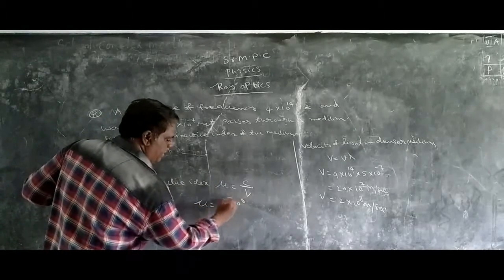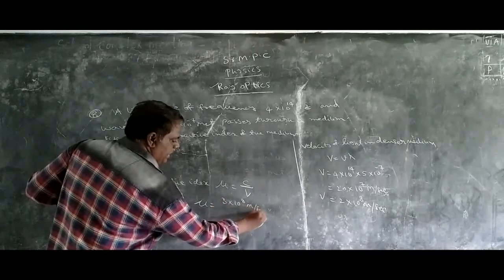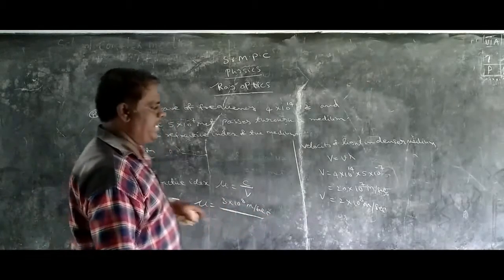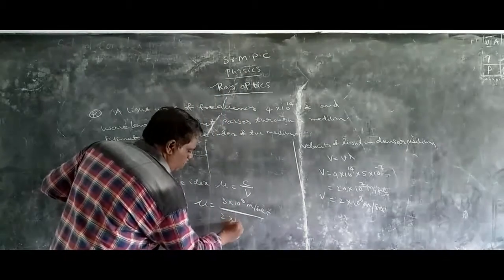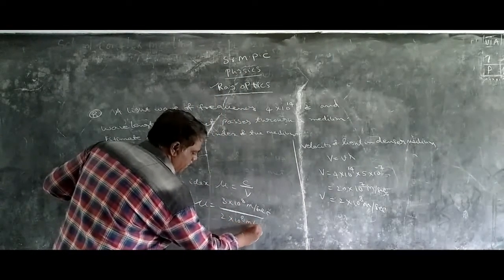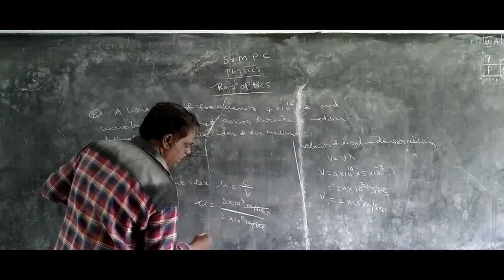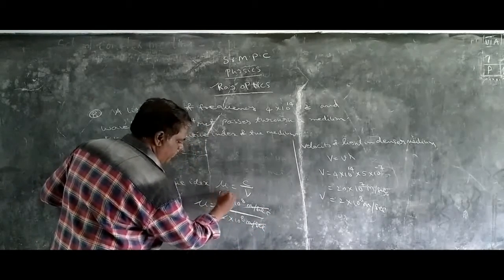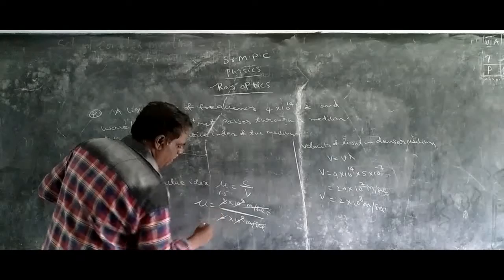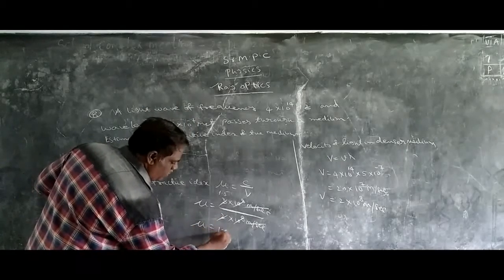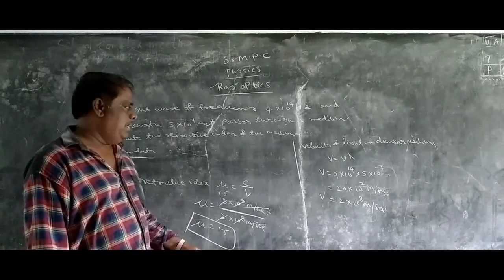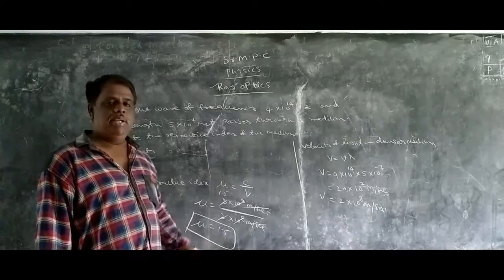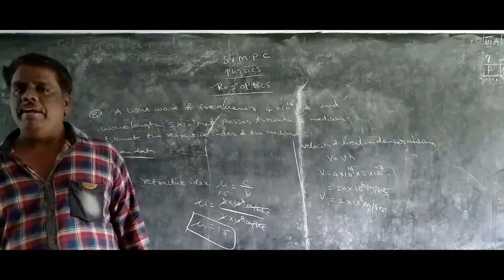3 into 10 power 8 meter per second. V value we have calculated, 2 into 10 power 8 meter per second. Meter per second cancels. It becomes 1.5. 10 power 8, 10 power 8 becomes cancelled. Then mu is equal to 1.5 without any units. So the refractive index of the medium, mu value, will be equal to 1.5.